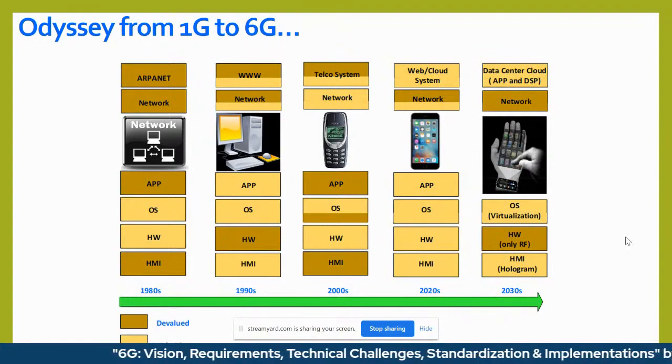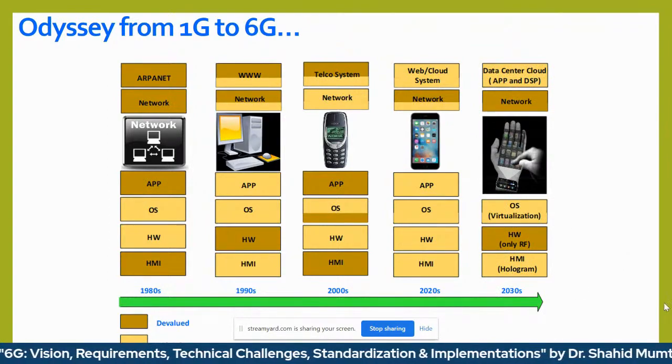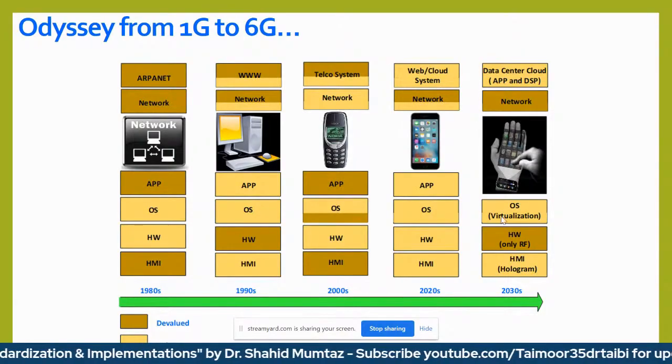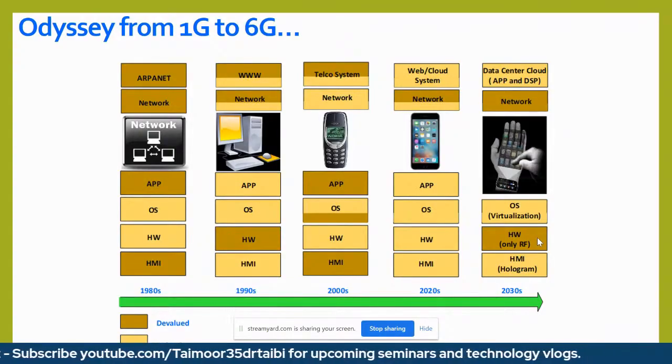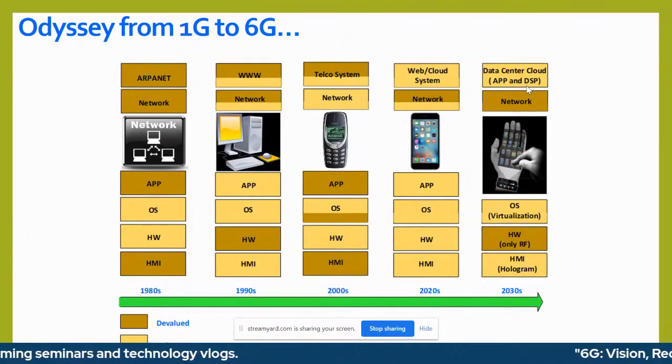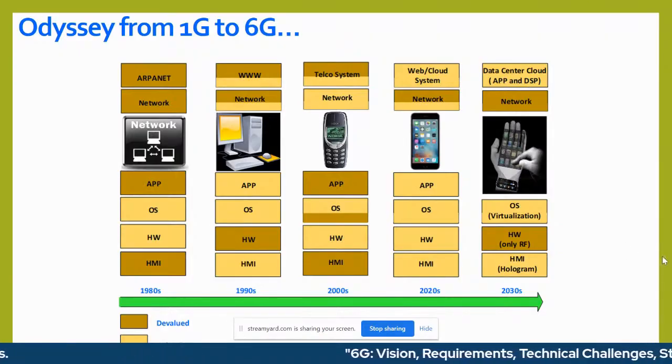And then around 2030, we need to change to something holographic. So the human machine interface will change into hologram-like things. Your hardware will be mostly the RF part, because most of the baseband will reside in your cloud, because your web cloud will change into a data cloud center where you have different apps and DSPs running, and the network gets very little value, and a lot of virtualization will happen.